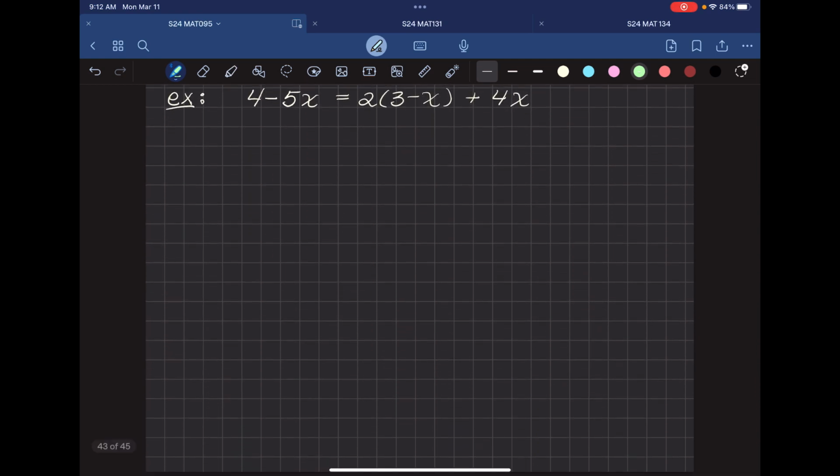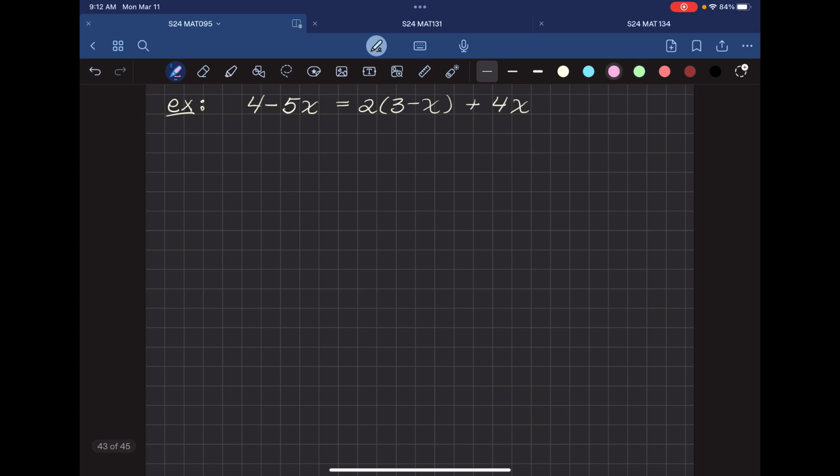For this next one, again, we're going to follow the same structure. So I'm going to distribute where I can. I can distribute this 2. So I get 4 minus 5x is equal to 6 minus 2x plus 4x. Next, we're going to combine like terms where we can. So here I have 4 minus 5x equals 6.